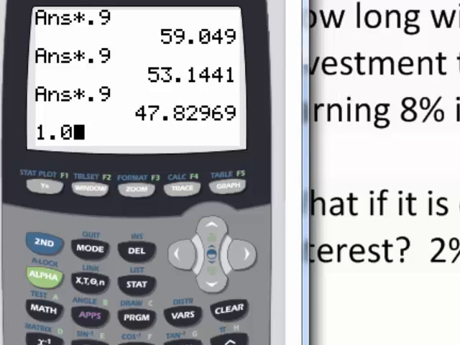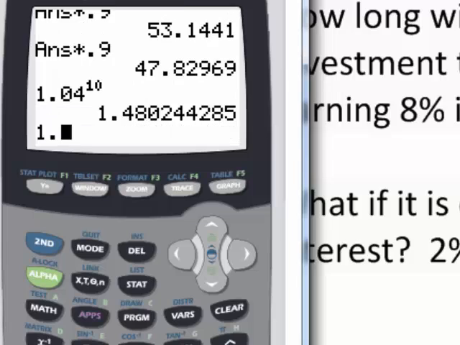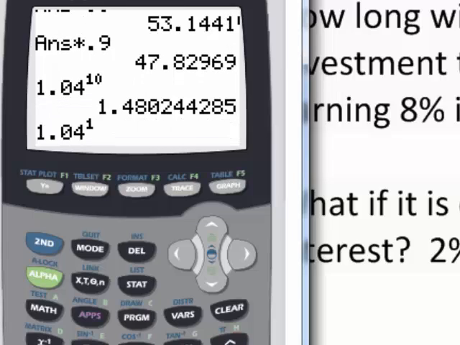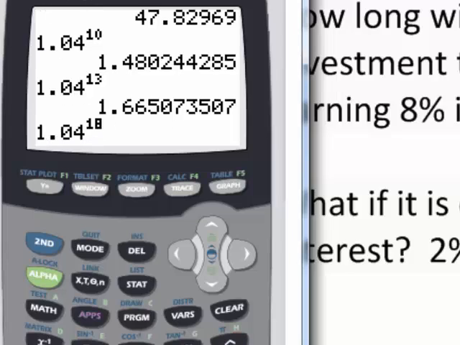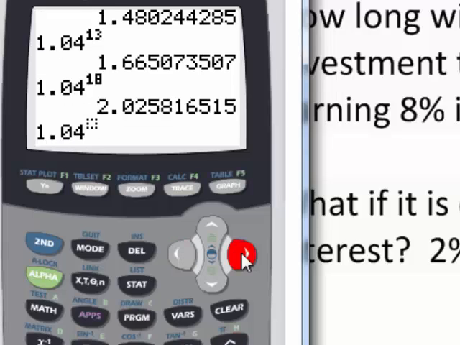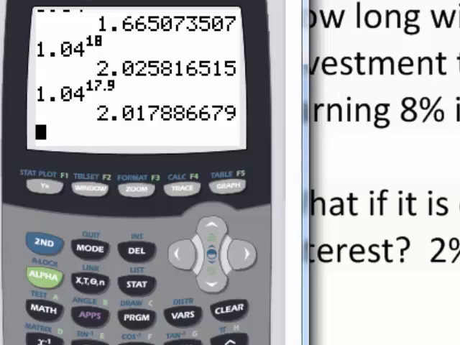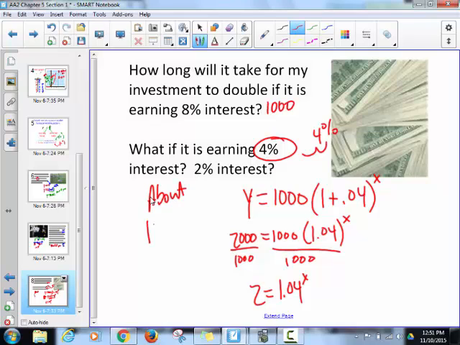So let's take 1.04 to some powers here and see how close I can get to 2. 1.04. Let's try 10 years. Let's try 13 years. Closer. 1.04. Let's try 18 years. Ooh, that's really close. 1.04. Let's go like 17.9 years. Even closer. So it's almost 18 years. So I'm going to say about 18 years, or a little less than 18 years for 4%.